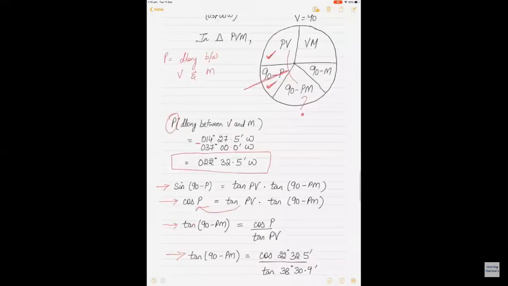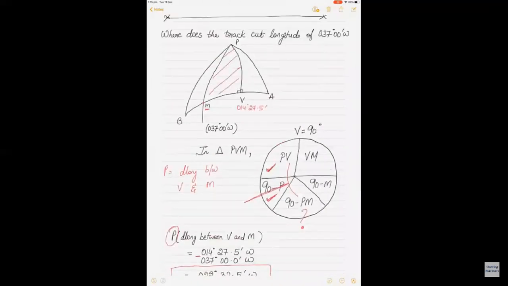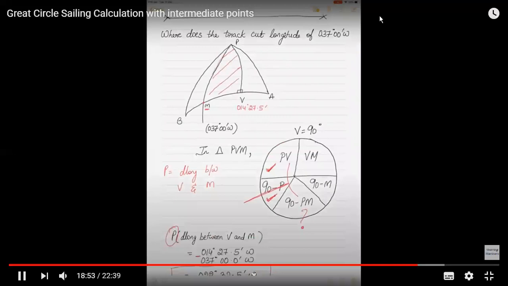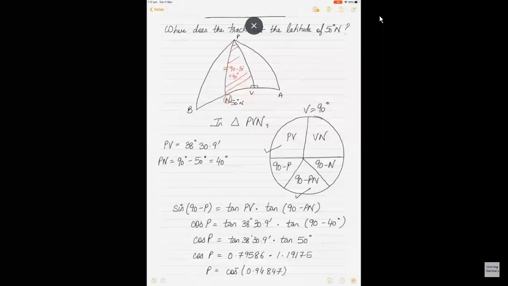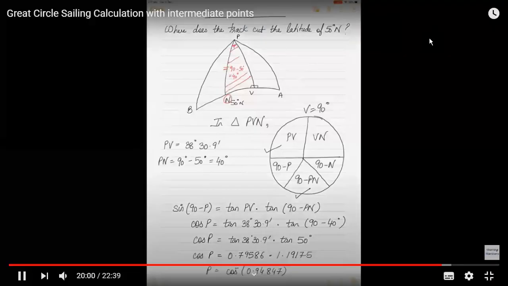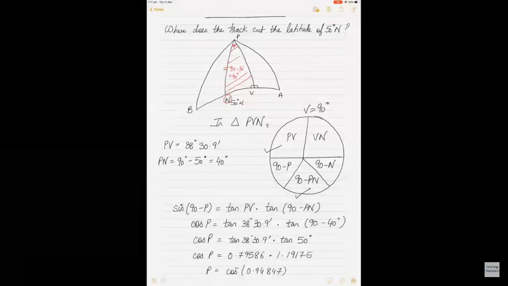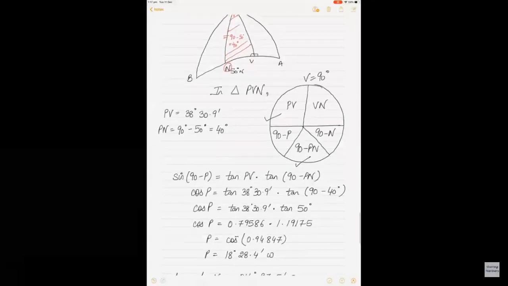We'll find out again by Napier's rules this distance from the pole to the point M, where the track cuts 50 degrees north. Just make the diagram. In the corresponding group, this would give me the point N between 50 degrees north and P, which we need to find the longitude of. The D long angle P is known to me, and we know the longitude of M. 90 minus 50 is 40 degrees.